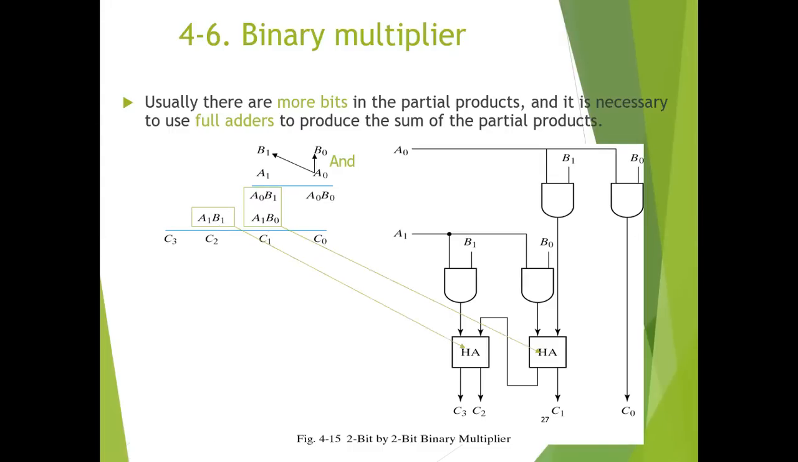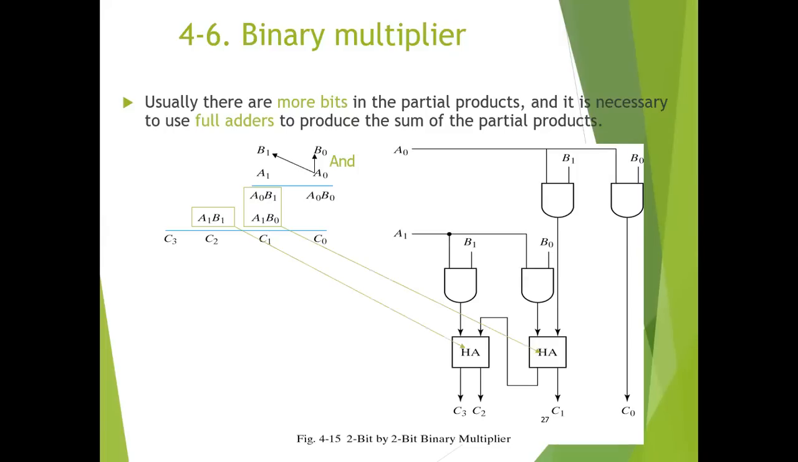To implement this multiplication process, we require AND gates and half adders. Mostly it is necessary that we use full adders to produce the sum of partial products, which will be easy for a larger number of bits of multiplier and multiplicand.